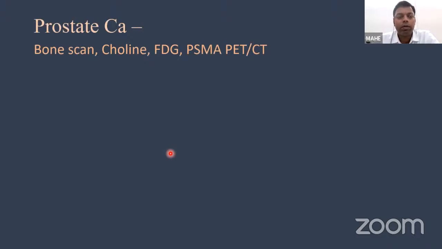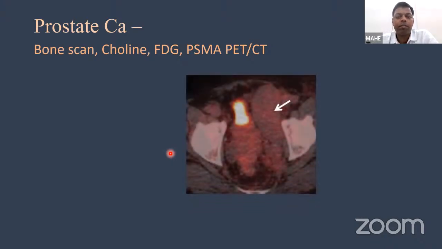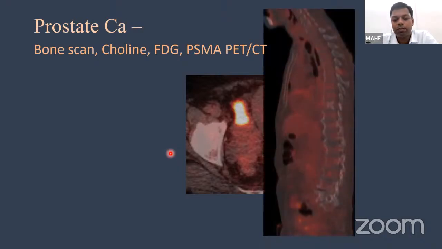So when you have a diagnosed case of prostate cancer, these are a few investigations in nuclear medicine which we used to do: bone scan, choline PET-CT, FDG, PSMA PET-CT. Still in Europe, people do choline PET-CT, but it's almost redundant these days. This is an FDG PET-CT scan which was done. You can see a large left external iliac lymph node, which is not picking up FDG, because well-differentiated prostate cancers have very low avidity towards FDG.